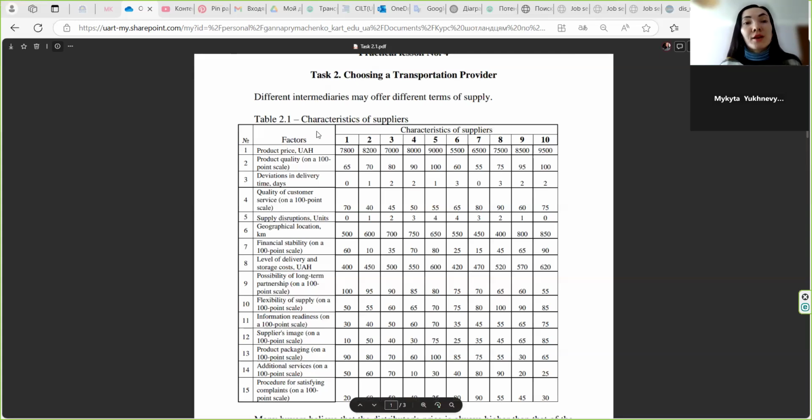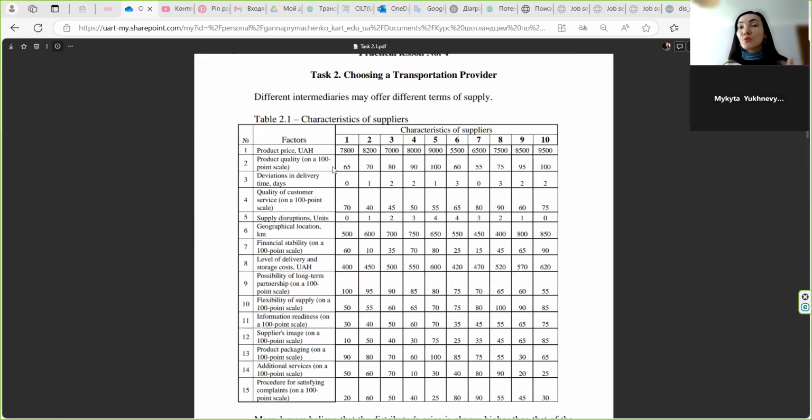Okay, let us do the next, second position. It is product quality. It is also for every variant, so for each variant it also needs to be done. So it is product quality on a 100 point scale, and we need to understand that if we have 100, it is the best position. It is the best product quality. The product in our task is transportation.